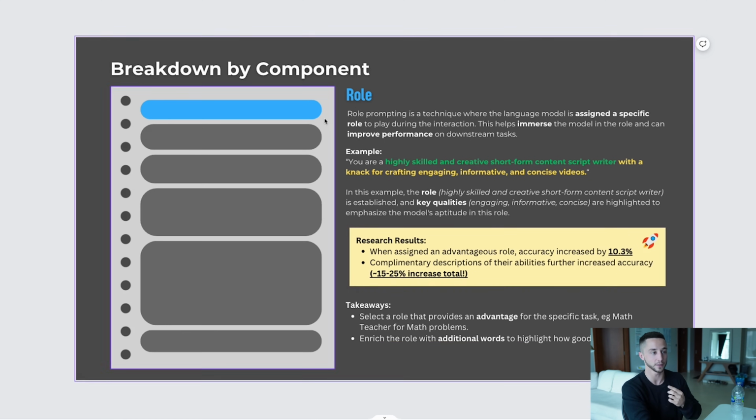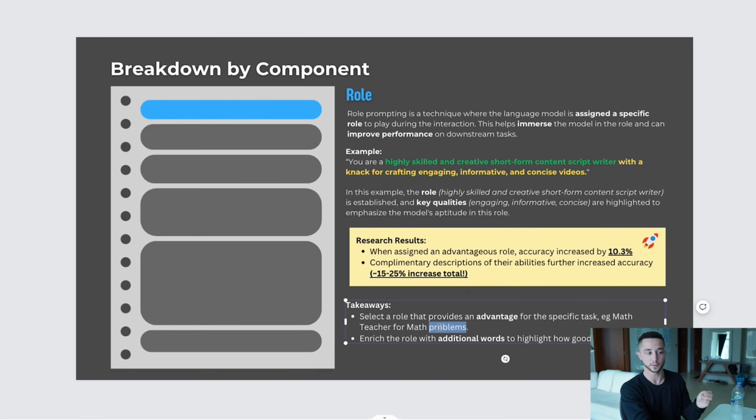So this is as simple as, here's the example: you are a highly skilled and creative short form content script writer, that is the role, with a knack for crafting engaging, informative, and concise videos. So you add a role and then you give it key qualities like engaging, informative, and concise, and you basically hype it up and tell it, man, you're so amazing at this. So you need to have a role that is strong and advantageous to what it's doing. So if you're solving a math problem, you are an expert math teacher. And then you can give it some more examples after that of the key qualities.